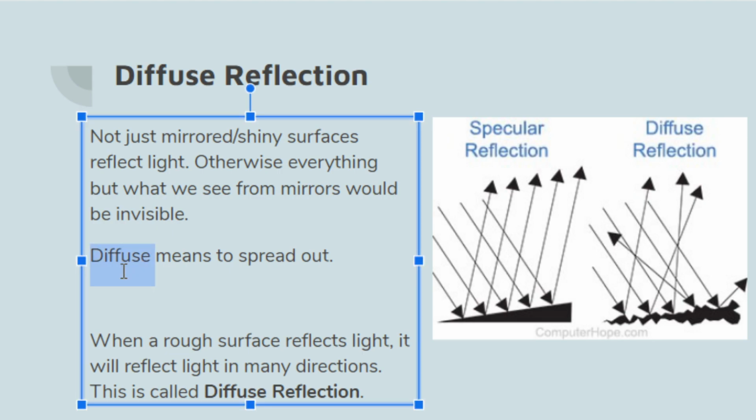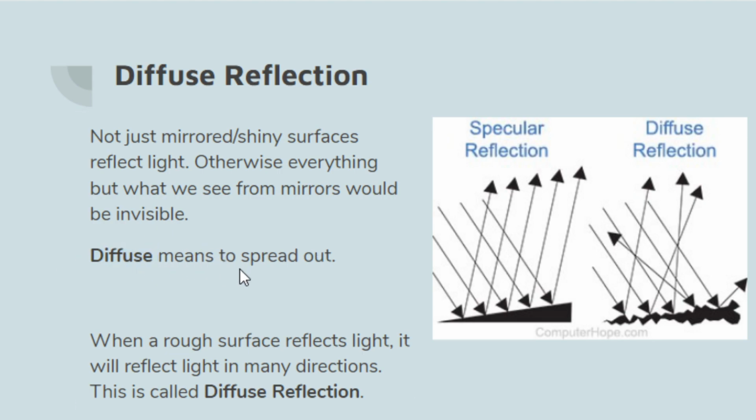I realize this word is probably something some people don't know. Diffuse means to spread out. So diffuse reflection is when those light rays, instead of bouncing off and going in a single direction, bounce off of all those little bumps and different planes and different crevices, and they go in lots of different directions, and it spreads the light out.